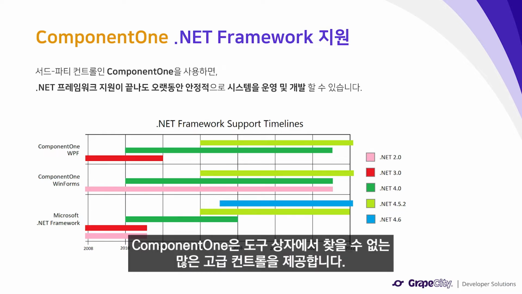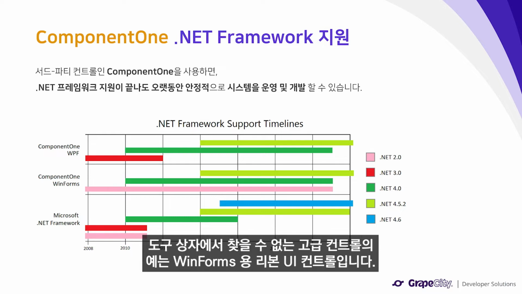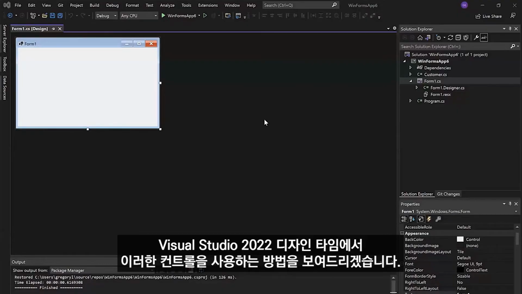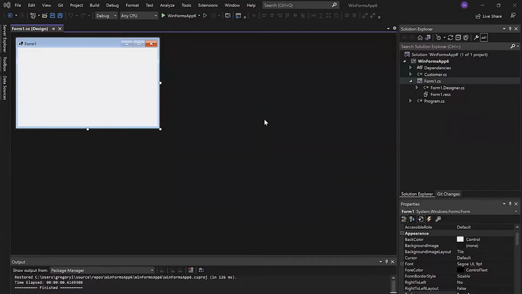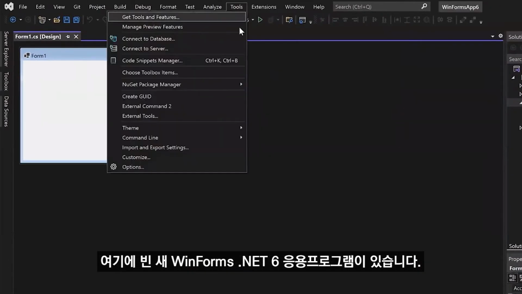ComponentOne provides a lot of advanced controls you can't find in the toolbox. Plus, we add more features to common controls to replace the standard .NET ones. An example of an advanced control that you won't find in the toolbox for WinForms is our ribbon UI control. Now, let me show you some of these controls in Visual Studio 2022 and their design time support. So here I have a blank new WinForms .NET 6 application.